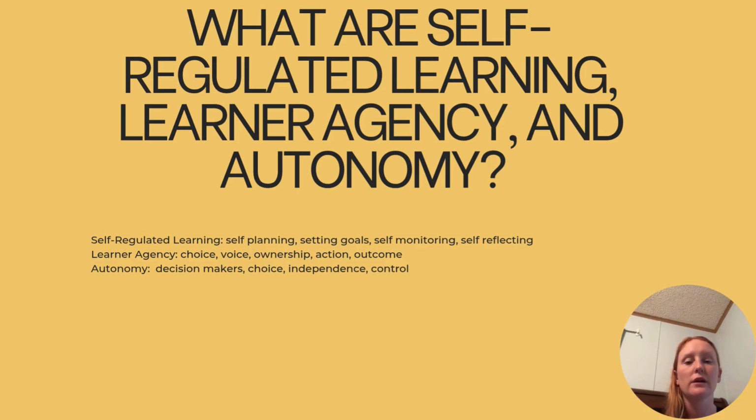What are self-regulated learning, learning agency, and autonomy? Self-regulated learning is when students have the opportunity to plan out on their own or with support a project, and they set goals and a plan to reach and attain those goals. They self-monitor and self-reflect on their learning. Learner agency is where students have a choice and their voice is valued and validated. Ownership of their work. They plan the action to attain their goals and they choose what outcome they're looking for.